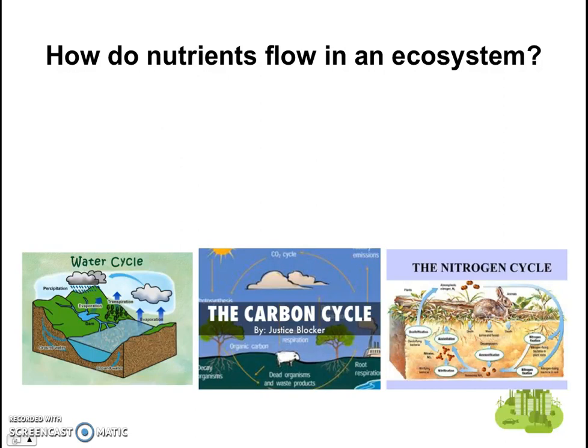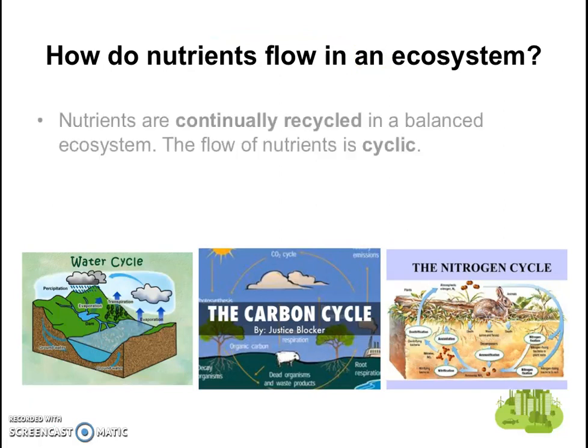Remember earlier, we asked the question of how energy flows in an ecosystem. And we saw that the flow of energy in an ecosystem is non-cyclic, right? It enters the ecosystem as light energy from the sun, and it leaves the ecosystem as heat. So it cannot be recycled. Is it the same for nutrients? Now the answer is nope. You see, unlike energy, nutrients are continually recycled in an ecosystem.